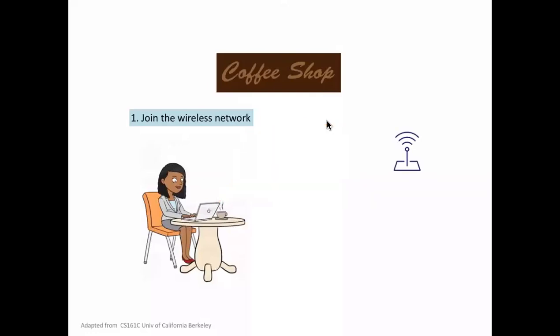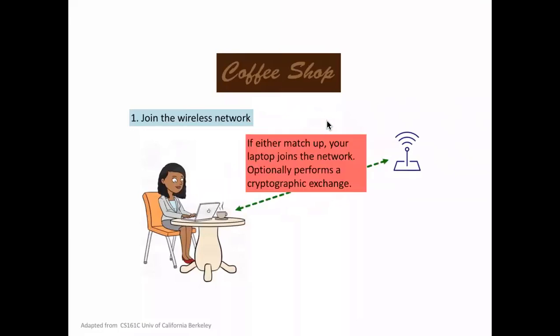Okay, and at the same time, the cafe's Wi-Fi router says that I am this network, say network Y, and do you want to connect? Okay, so either of these match up, then your laptop joins the network. Okay, it has joined the network. So there is basically some protocol to do that.